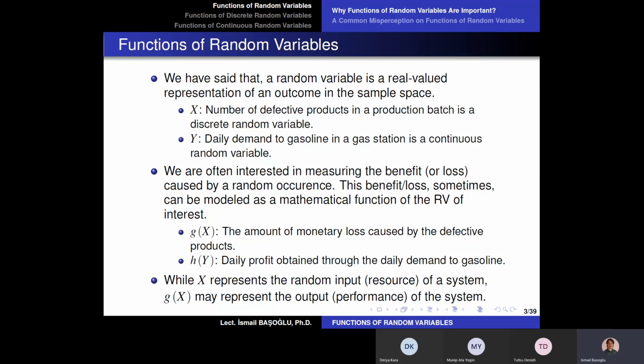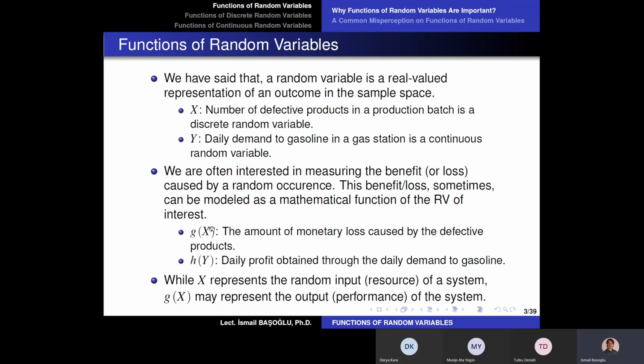Or, for example, am I interested in how much gasoline I am going to sell, or how much money I am going to obtain from selling this gasoline? Obviously, I am going to be much more interested in the money that I am going to observe, right? So in both of these examples, I am giving monetary examples actually.